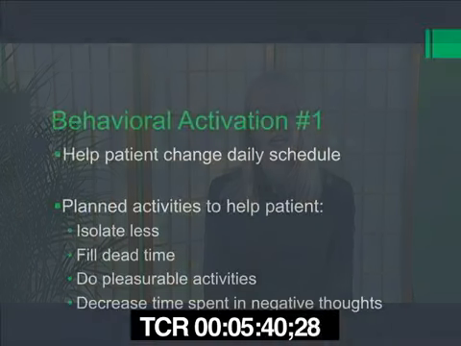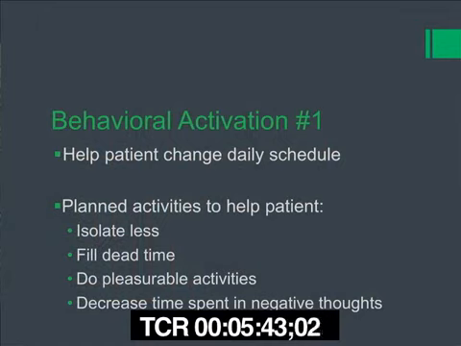The first behavioral intervention we're going to discuss is called behavioral activation. With behavioral activation, basically what you're trying to do is help the patient get back into the world. Because remember, they've been isolating, they haven't been socializing, they haven't been doing the activities they like to do. They probably haven't been doing activities they need to be doing, like paying bills and returning phone calls.